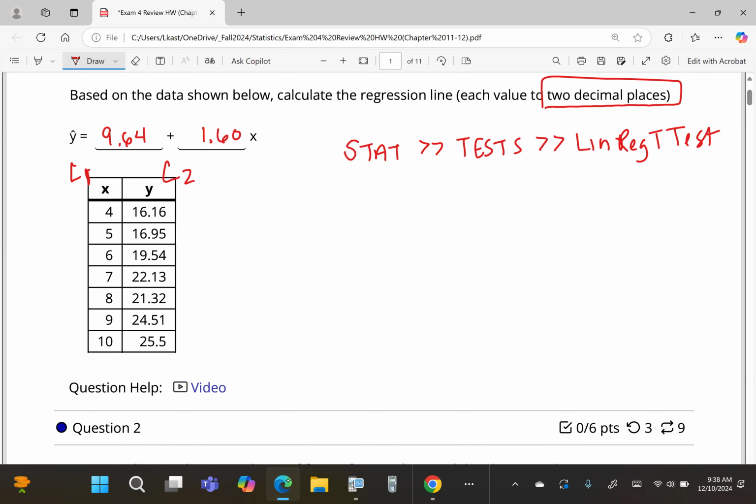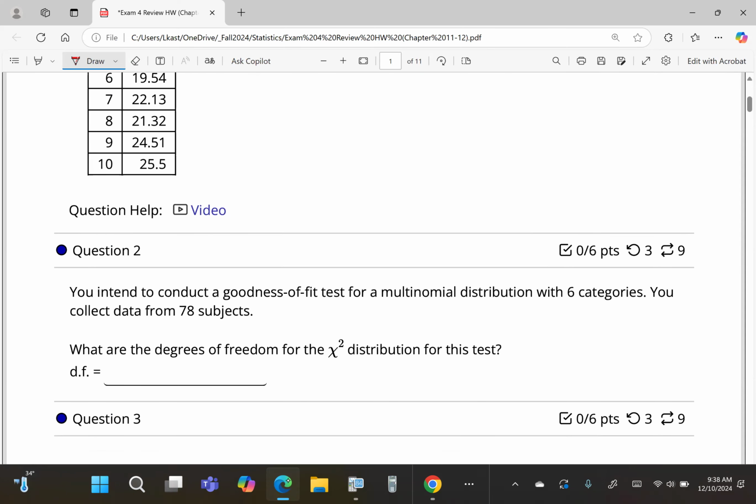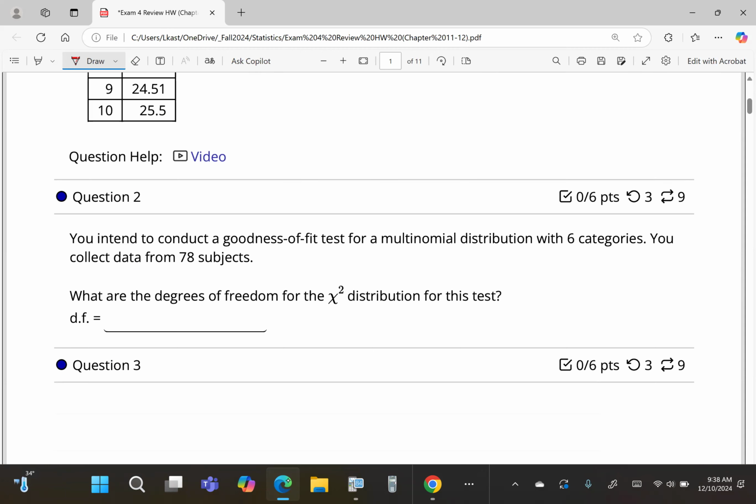All right, problem 2. You intend to conduct a goodness of fit test for a multinomial distribution with 6 categories. You collect data from 78 subjects. What's the degrees of freedom for the chi-squared distribution for this test? 5. Degrees of freedom is the number of categories, which is 6, minus 1. So that would be 5. Pretty easy test, by the way.